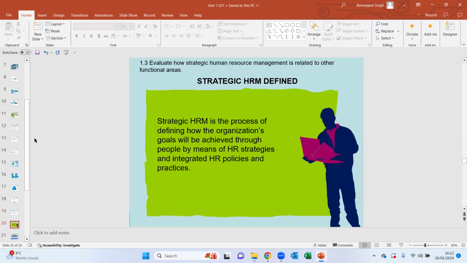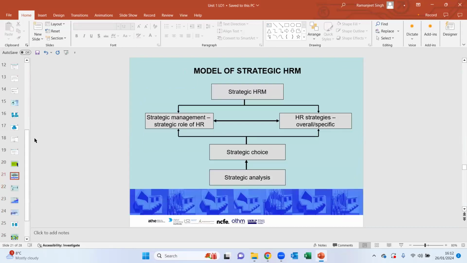Perfect. So again, this comes back to how strategic HRM is implemented. We already spoke about what strategic HRM is, and how it implements the organization goals with the HR strategies and integrates them. We already spoke about the models inside strategic HRM, the different models. So I think a few slides are just explaining similar things.